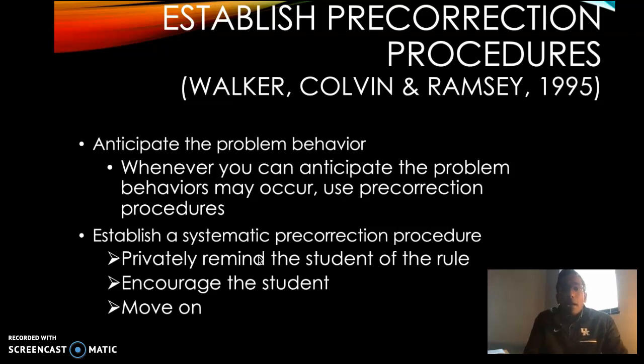There will be times when we might be able to anticipate problem behavior before it even occurs. This could happen as a result of a student who reliably engages in challenging behavior, maybe at the start of an academic block or when transitioning to a non-preferred task, okay? Whenever you can anticipate these, it's beneficial to use pre-correction procedures. A systematic pre-correction procedure might be to privately remind the student of the rule that they're expected to abide by. We can encourage students to adhere to the rule, and then we can move on. But a critical component is to provide praise if we see that the student is engaging in the appropriate and desired behavior and abiding by these rules.